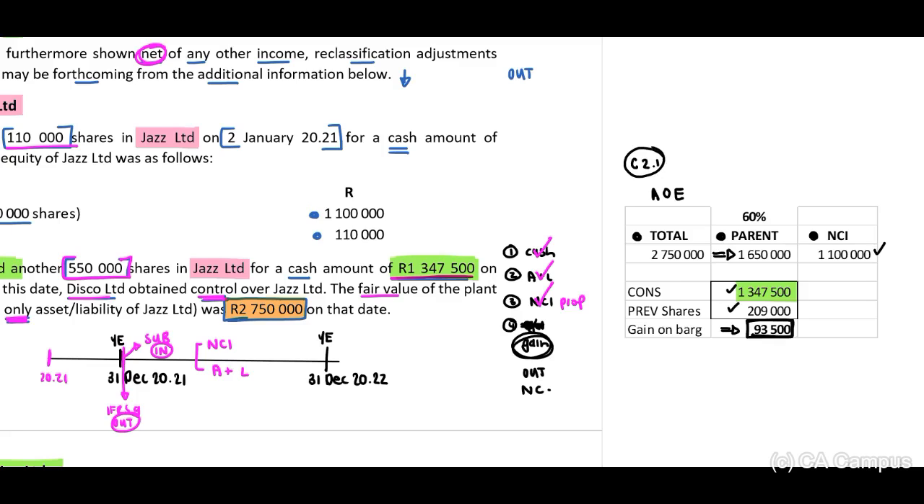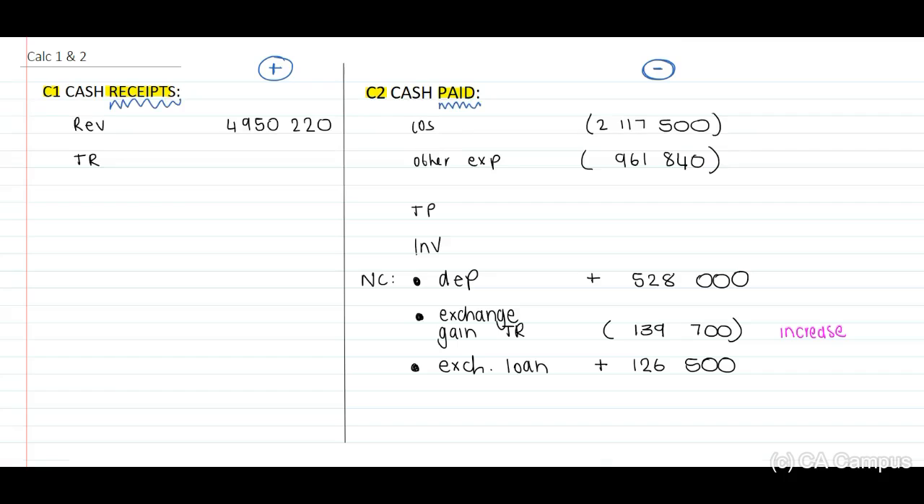And I will have to take this out from my other expenses. This is my gain on bargain purchase, 93,500. And this is my calculation 2.1. And I need to take this out. Remember, it was an income, therefore it decreased my expenses. But now, if we take it out, it will increase my expense.